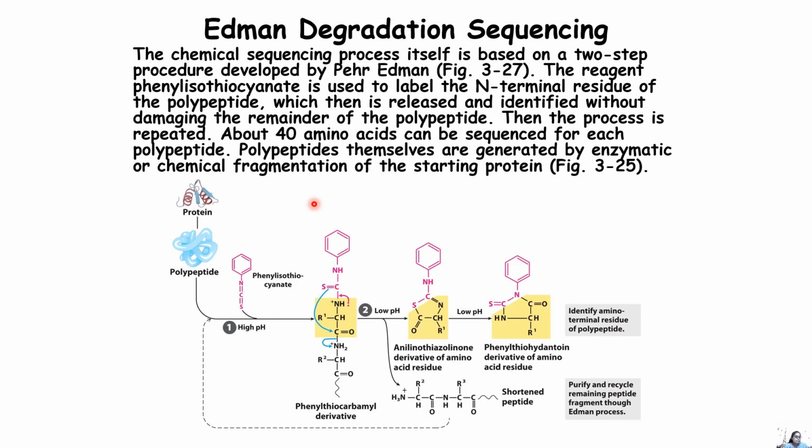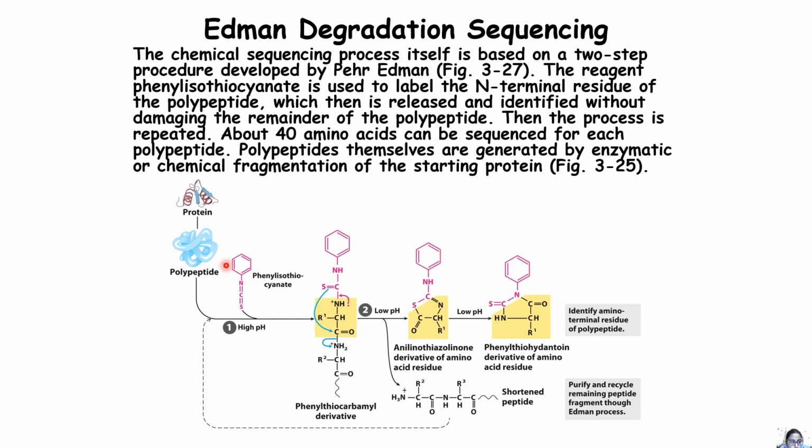So what happens in the Edman degradation sequencing? It's basically a chemical sequencing process based on a two-step procedure developed by Pehr Edman. The reagent phenyl isothiocyanate is used to label the N-terminal residue of the polypeptide, which then is released and identified without damaging the remainder of the polypeptide. Then the process is repeated. About 40 amino acids can be sequenced for each polypeptide, and polypeptides themselves are generated by enzymatic or chemical fragmentation of the starting protein.